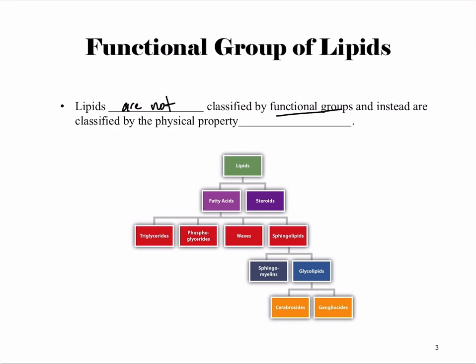Right, so functional groups. We have carbs, which were aldehydes, ketones, and they were polyhydroxyl of these, right? That's what carbohydrates were. What about proteins? How would we classify proteins? Did anyone have any idea? Yeah, they're amino acids, right?